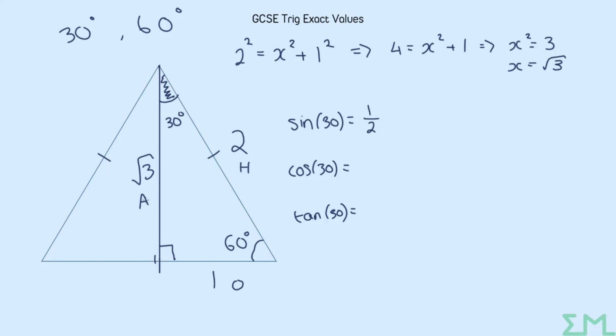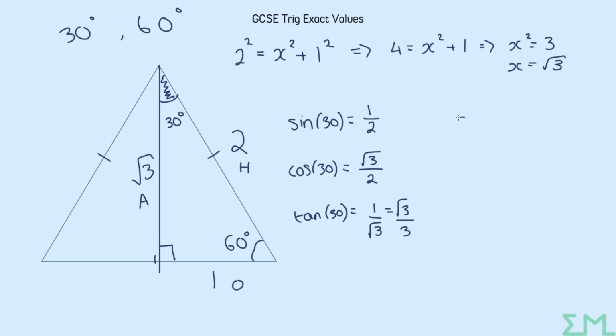Cos 30, adjacent over hypotenuse, root 3 over 2. And tan 30, opposite over adjacent, 1 over root 3. Again, we can simplify this like we did with the 1 over root 2 before, and in exactly the same way, we know we're going to get root 3 over 3. So that's by timesing the top and the bottom by root 3. So there we go. That's our 30-degree angle sorted.